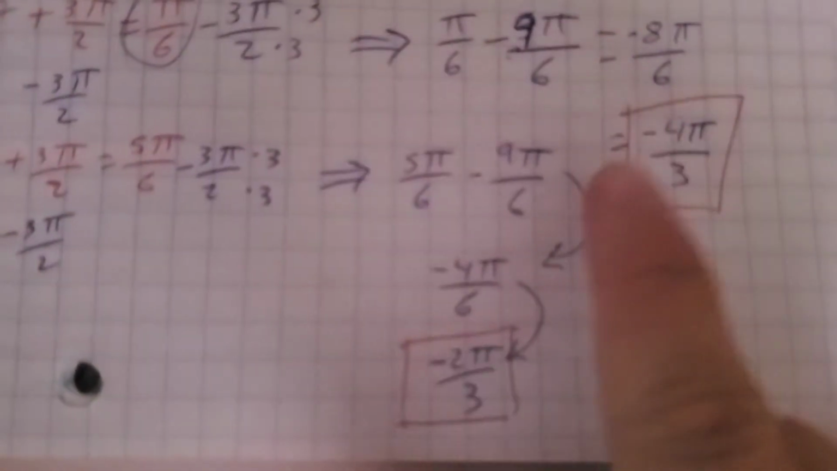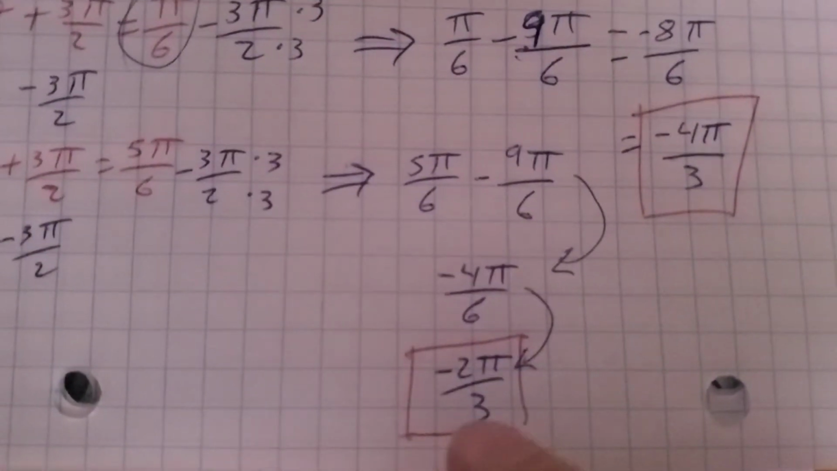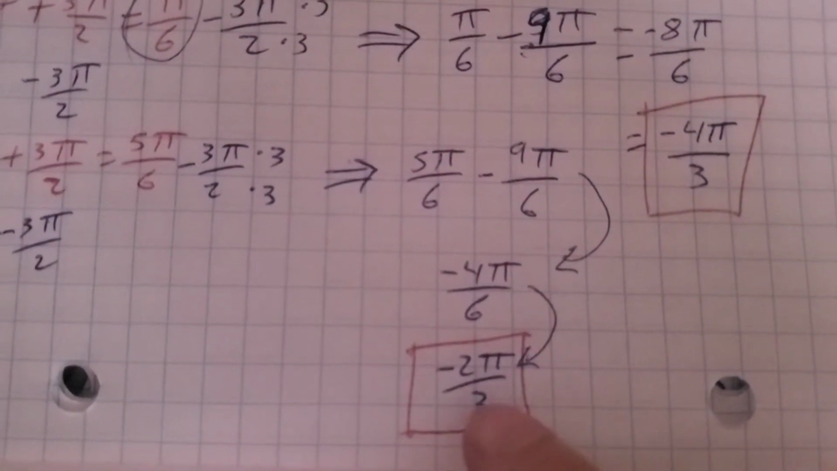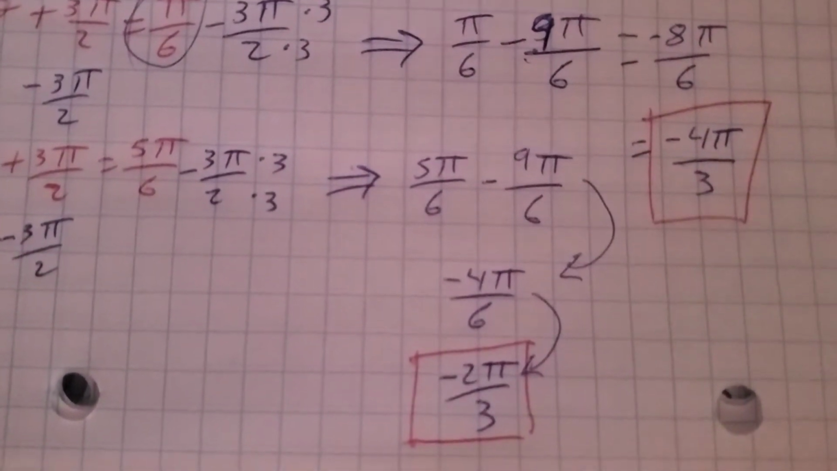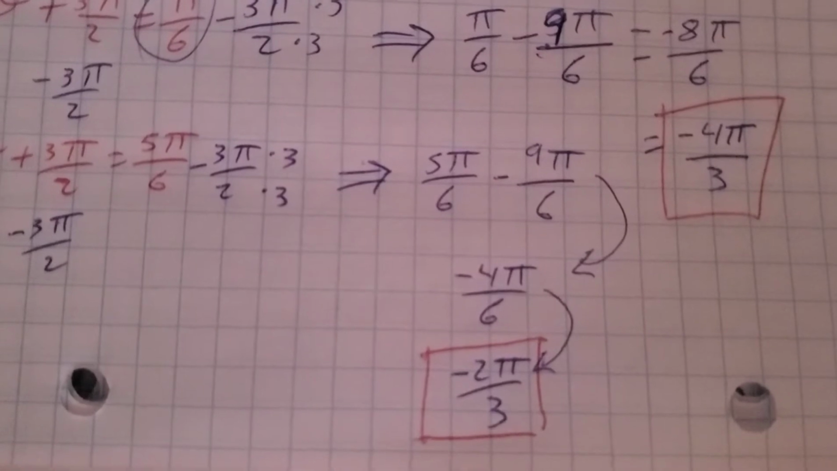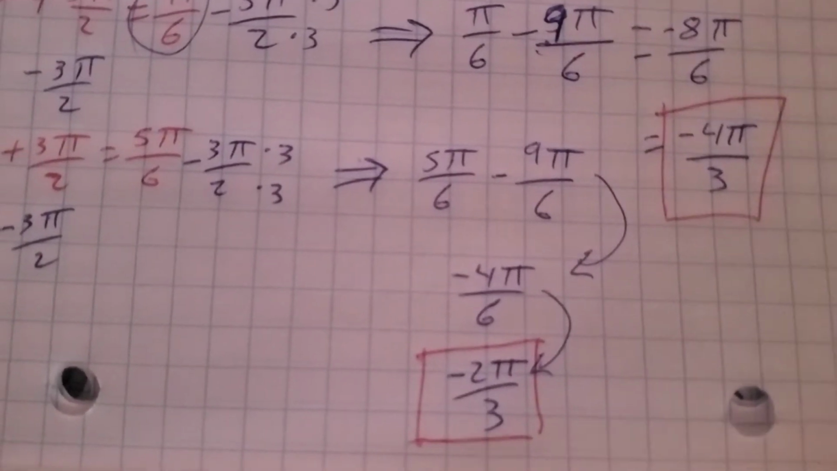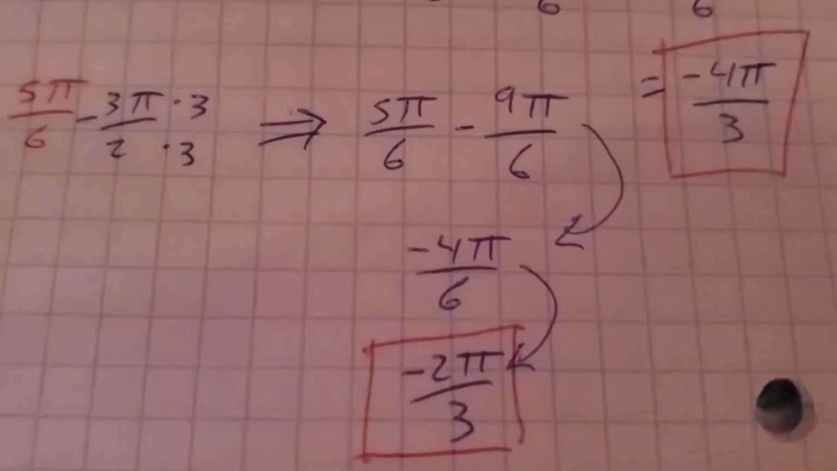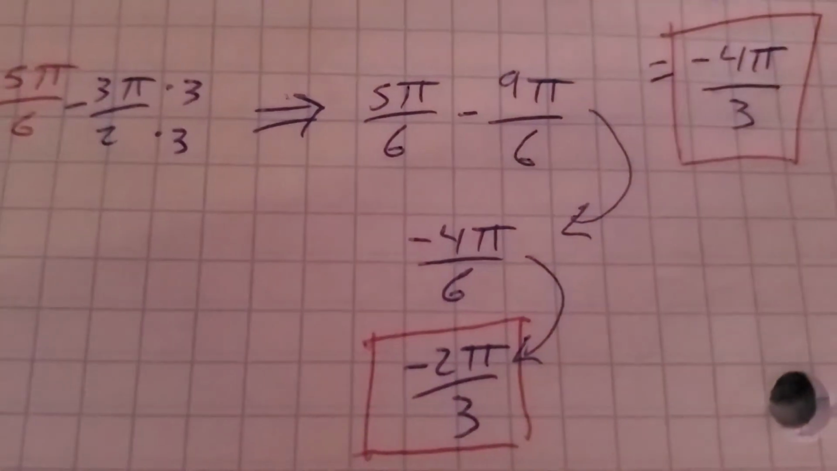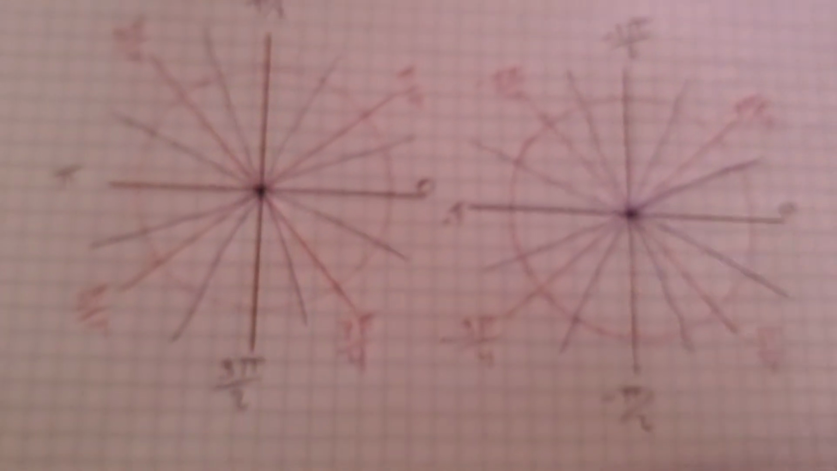If you put these into the calculator, sine of negative 4 pi over 3 would give you 1/2, and sine of negative 2 pi over 3 will also give you negative 1/2. The thing is that these are not in the interval 0 to 2 pi. So to put these values into that positive interval, I'm going to look for them in the unit circle.